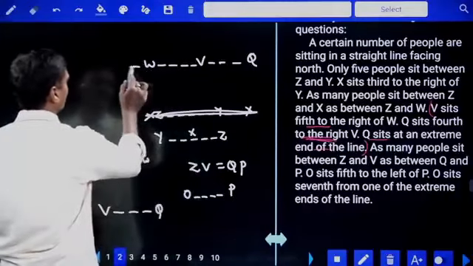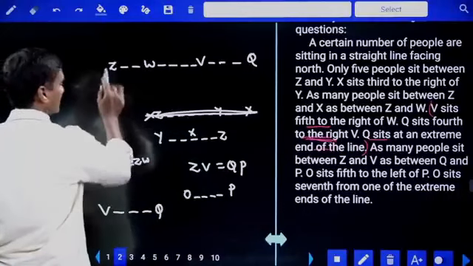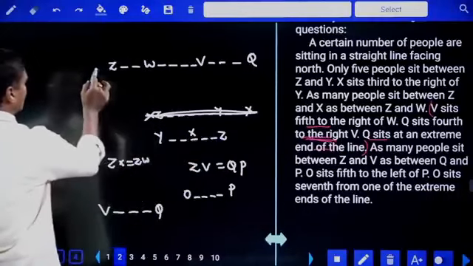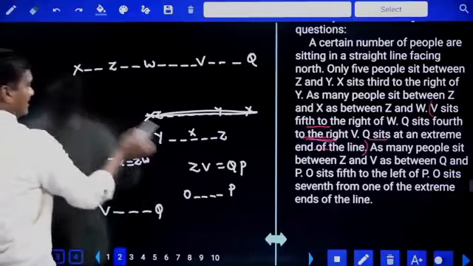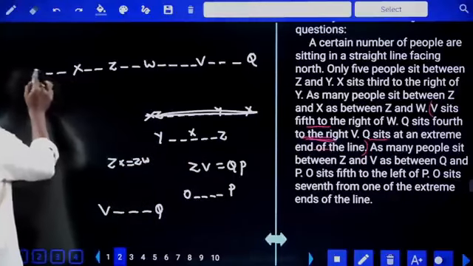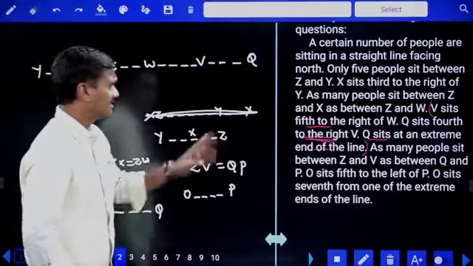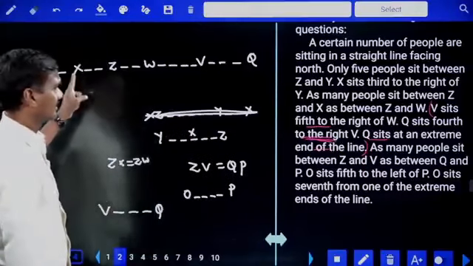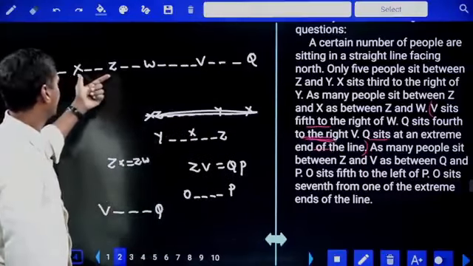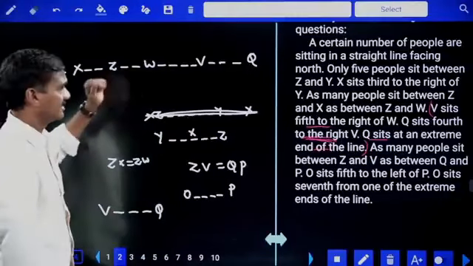2 members ఉండాలంటే 1 2, Z is here. And Z ఇక్కడ వస్తే Z కి నెక్స్ట్ మళ్ళీ 2 places X. X కి మళ్ళీ 2 places Y. Now this is Y. Done with this? And next one. X sits third to the right of Y. And as many people between Z and X, and Z and W there are 2.